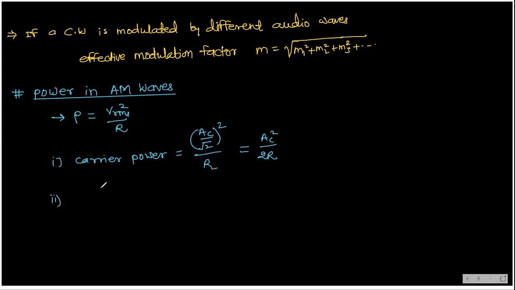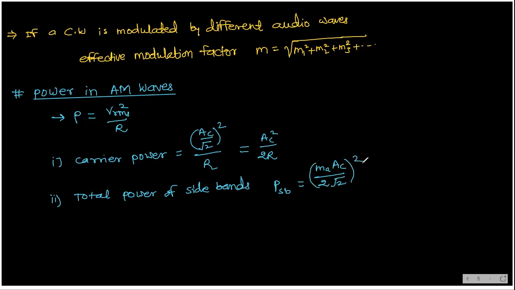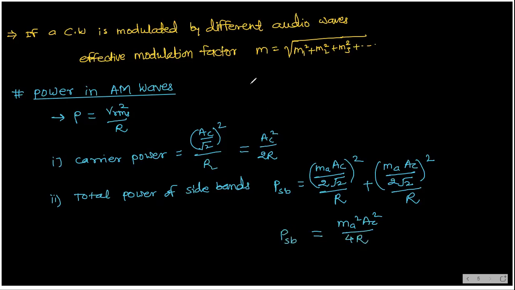Next one, total power of sidebands. That is P of sideband, is equal to modulation index into Ac divided by 2 root 2 whole square divided by R plus ma Ac by 2 root 2 whole square divided by R, and that is equal to ma square Ac square divided by 4R. This is what total power of sideband. Okay.